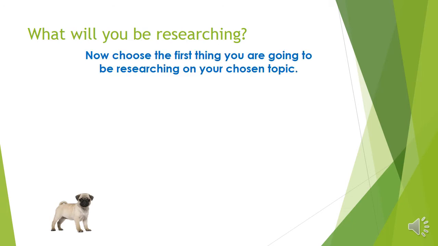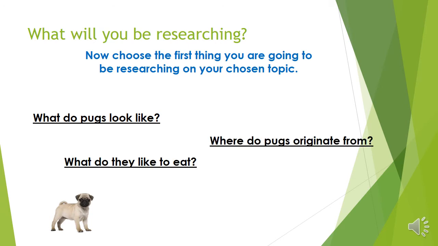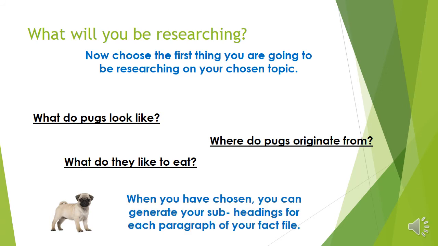So next we want to research the first thing that we're going to be researching on our chosen topic. I want to think about what pugs look like maybe, or where they originate from, or what they like to eat. So I want you to think about what are the two or three things you'd like to research for your topic, because these are going to make your subheadings. Each of your paragraphs will be about each of these things. And then when you have chosen, you can generate your subheadings just like I've done here for each paragraph of your fact file. Again, feel free to pause the video as you're doing this.